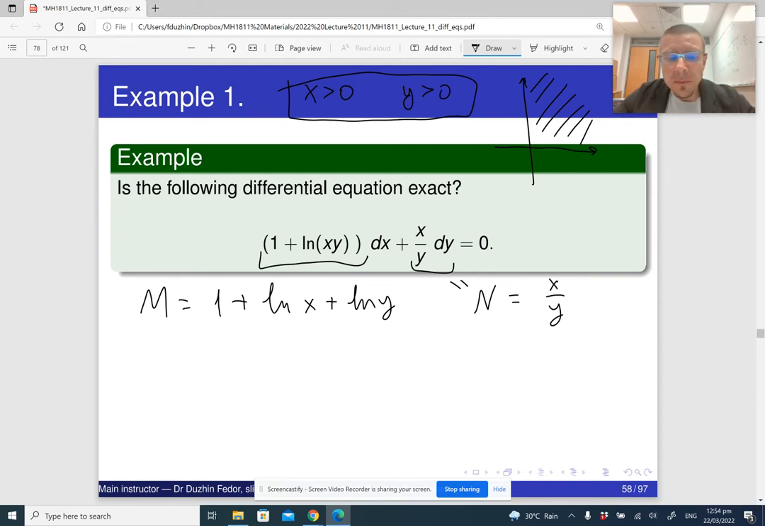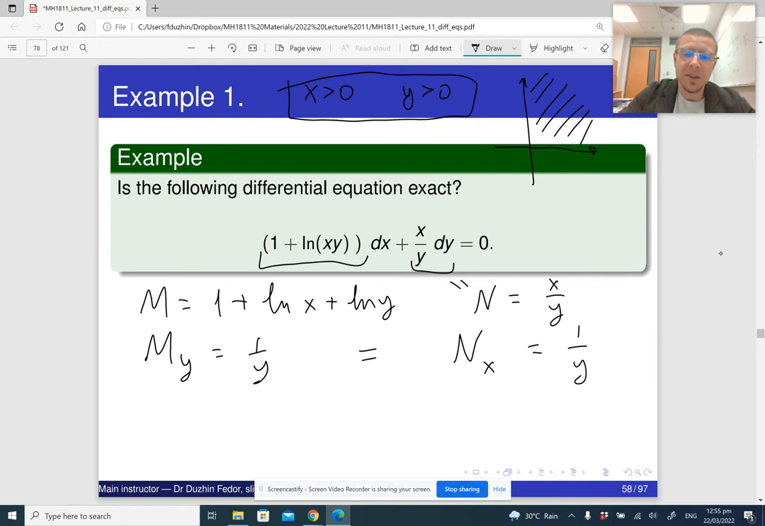Now, how do we test for exactness, right? So we differentiate M with respect to y, and we differentiate N with respect to x. So the derivative of N with respect to x is 1 over y, and the derivative of M with respect to y is also 1 over y, and they are equal. So the answer is yes, this differential equation is exact, right? And if you want to figure out what the potential is, it's doable. You have to integrate ln x with respect to x, and you'll have to integrate x over y with respect to y.